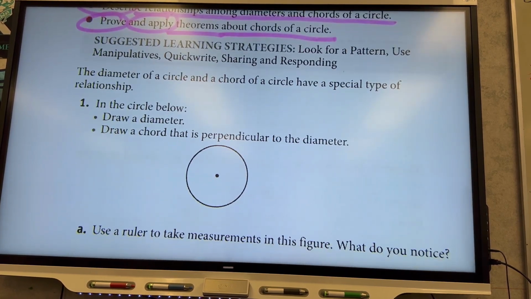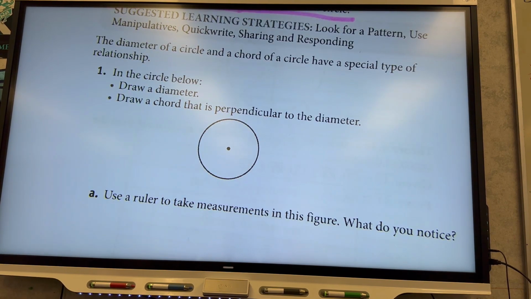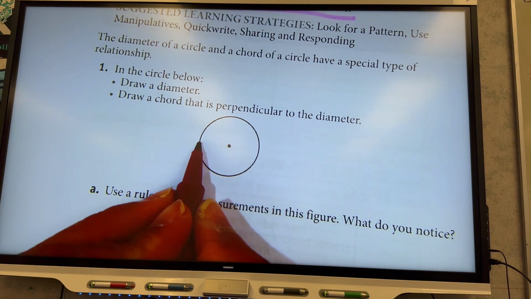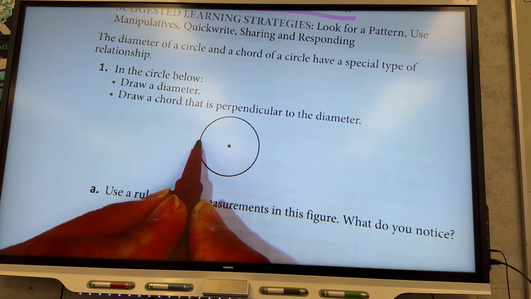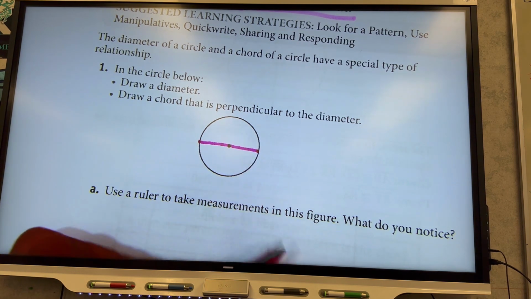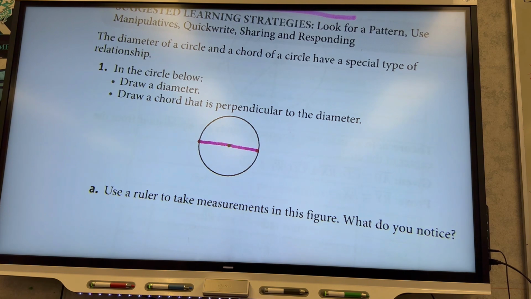In the circle below, we're going to draw a diameter. So let's all draw our diameter the same way. I didn't pass out rulers today, so just do your very best to draw a straight horizontal line through the center. That will be our diameter. Remember we talked about yesterday, a diameter is like a chord because it goes from edge to edge, but it has to go through the center of the circle. So there's our diameter. And then we're going to draw our chord.